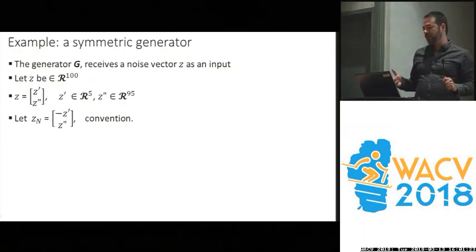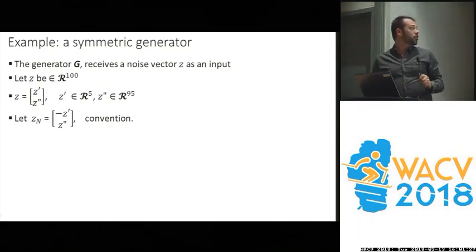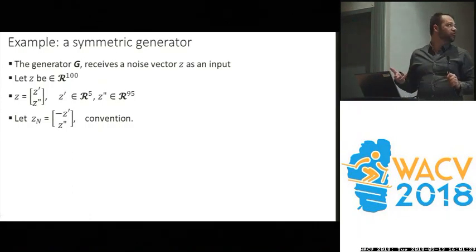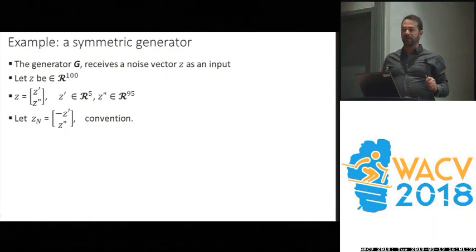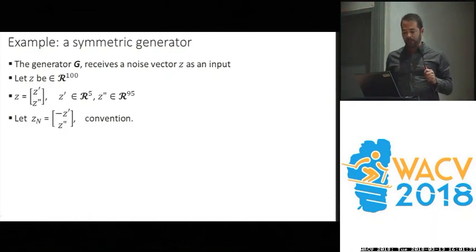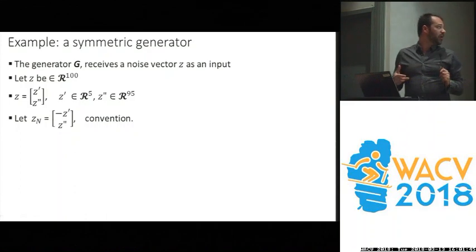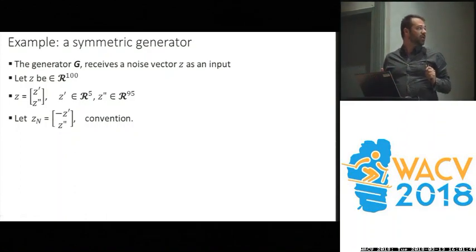Now I'm going to show you an example of creating a symmetric generator. So the generator gets Z, which is a 100-dimensional vector. Let's define the first 5 elements as Z prime, and the remaining 95 elements as Z double prime. Let's also define Zn to be the concatenation of negative Z prime and Z double prime.